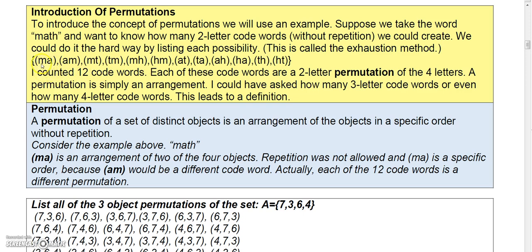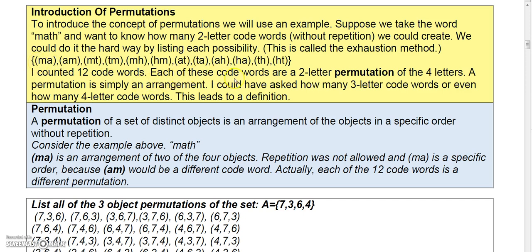So we could have MA or AM. We could have MT or TM. We could have MH or HM. We could have AT or TA. We could have AH or HA. Or we could have TH or HT. Now I count 12 code words there.